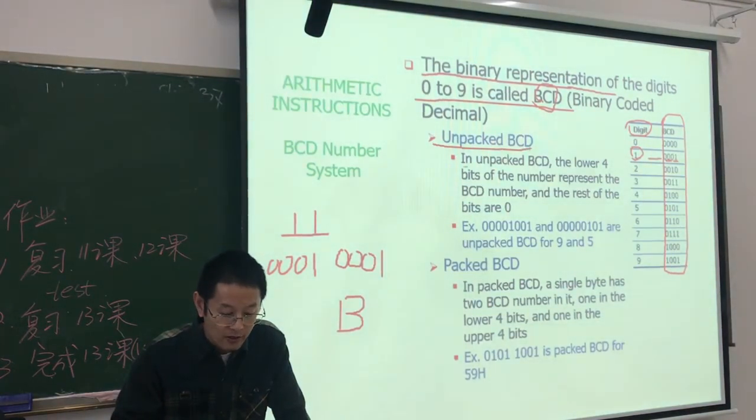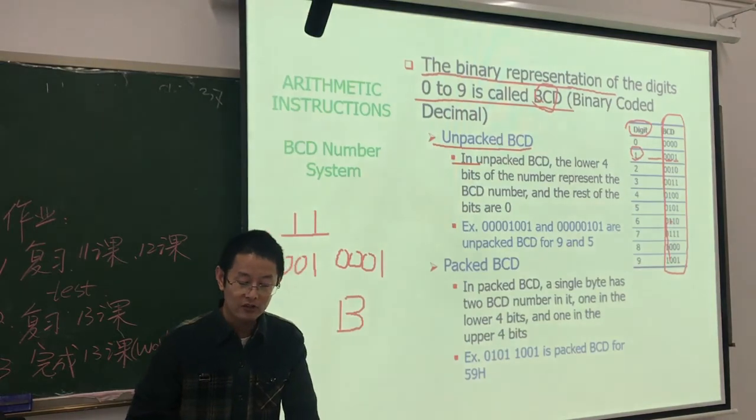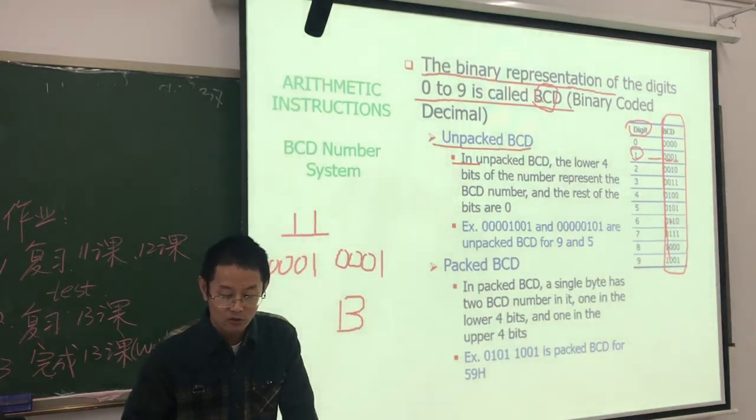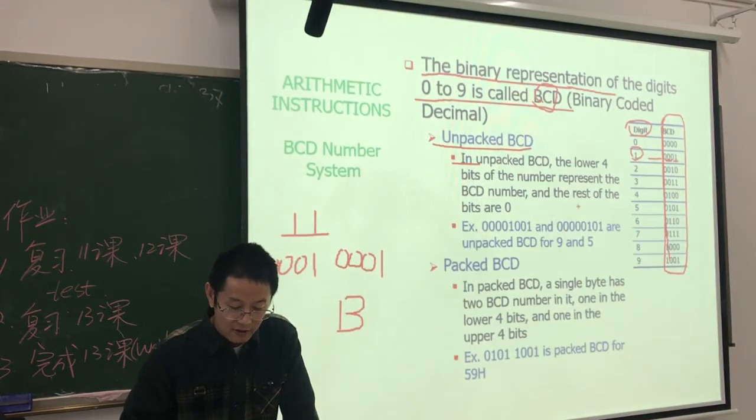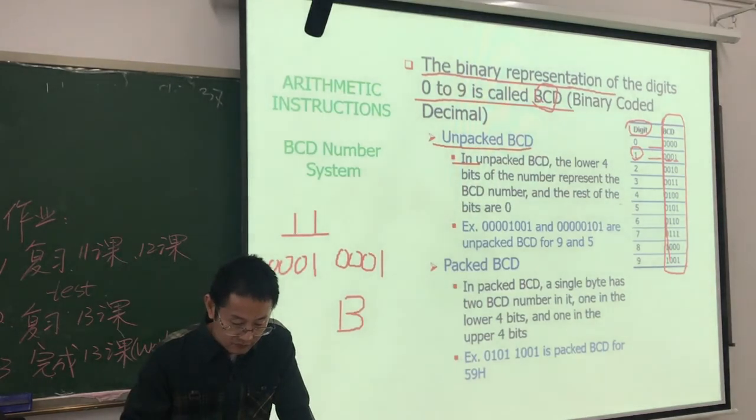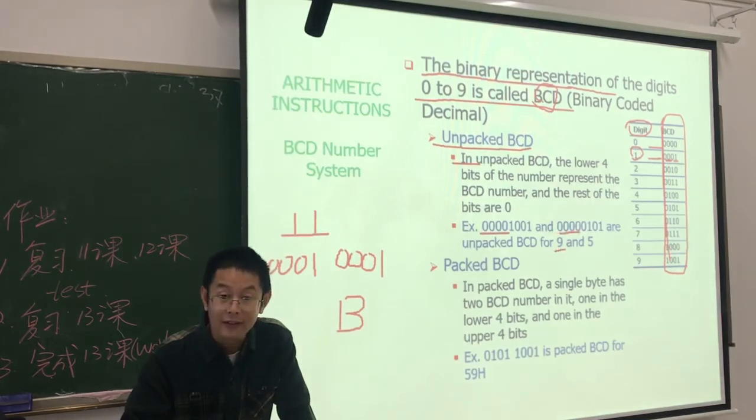Unpacked BCD code. In unpacked BCD code, the lower 4 bits of the number represent the BCD number, and the rest of the bits are 0. This is the BCD code. If you convert to an 8-bit number, you can just add 0011 before the BCD code. Here is 0011 for ASCII.